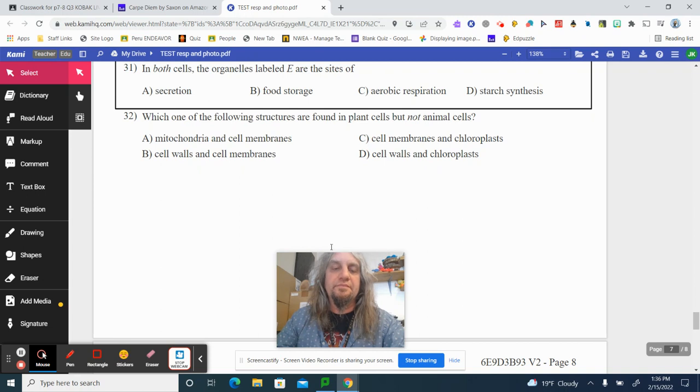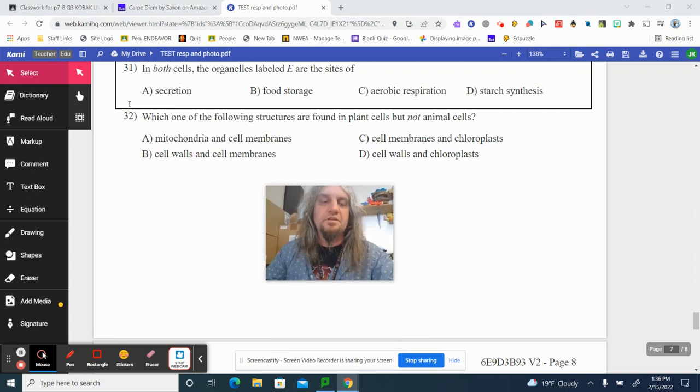Question 32. Which one of the following structures are found in plant cells but not in animal cells? Is it A, mitochondria and cell membranes, B, cell walls and cell membranes, C, cell membranes and chloroplasts, or D, cell walls and chloroplasts?